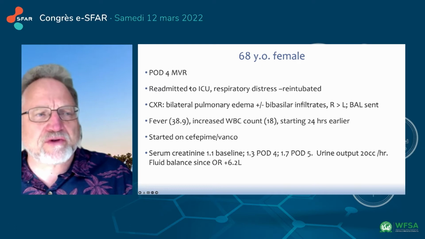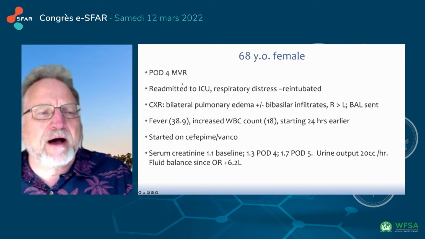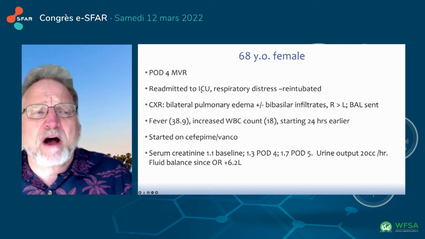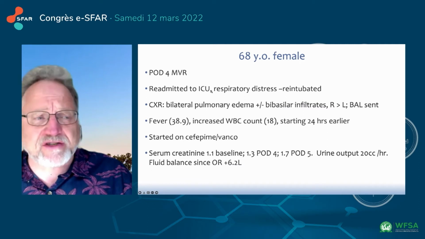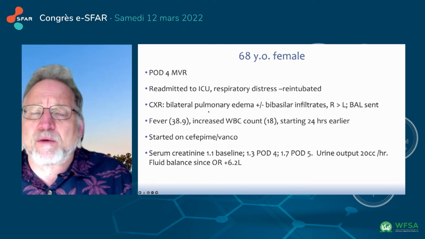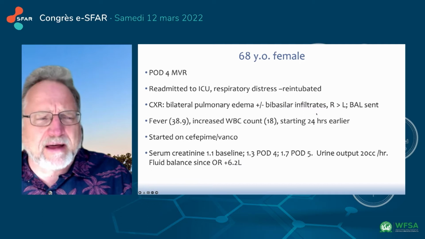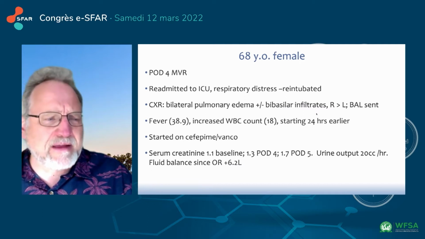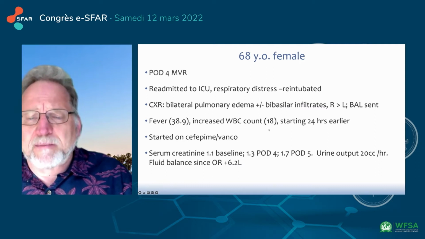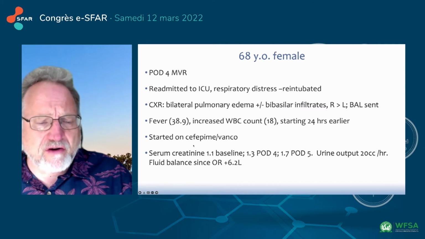This is a patient who's post-op day 4 from mitral valve repair. She was readmitted to the ICU on day 4 with respiratory distress, and she was intubated. Her chest x-ray showed bilateral pulmonary edema with possible bibasilar infiltrates, worse in the right than the left. She had a BAL that was sent. She had a fever and an increased white blood cell count, and this all began about 24 hours earlier. She was started on antibiotics.